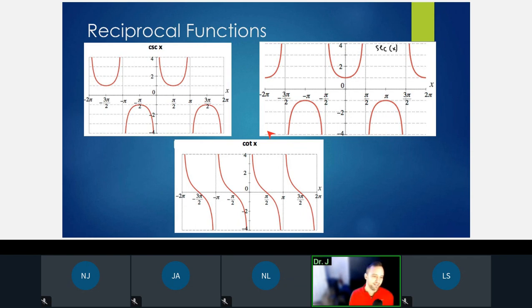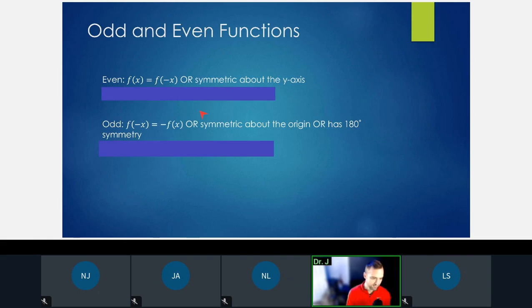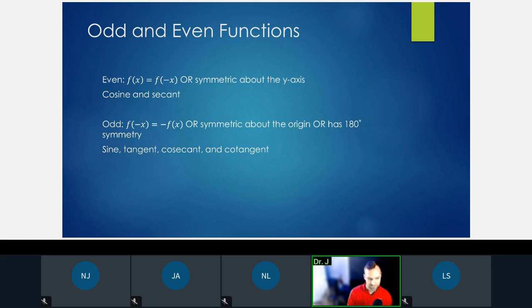And Enzo's logic is sound. If they're not even, they're odd. It's one or the other. Fair enough. So if we know these are even, the rest of them are odd.